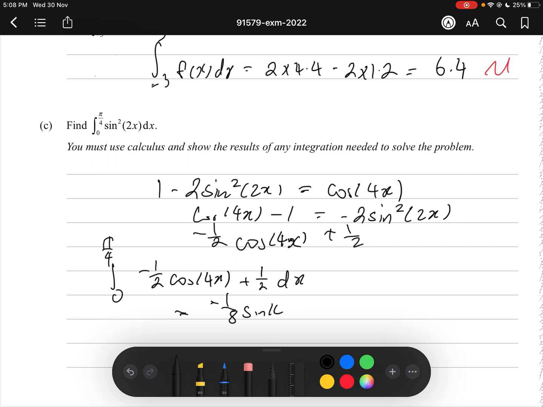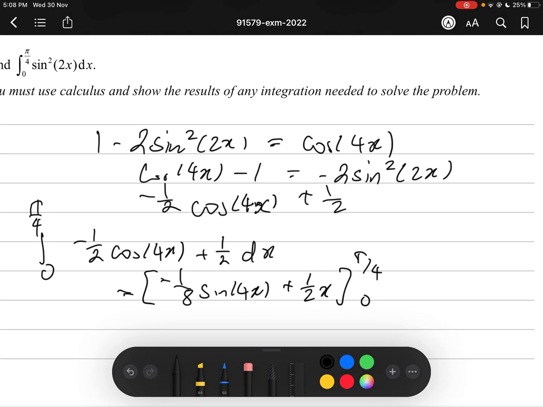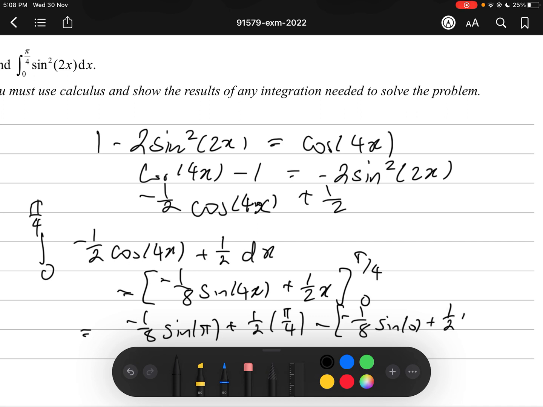Sine of 4x plus 1/2 of x from pi over 4 to 0. So we're just going to chug in the values pi over 4 and 0 and see what we get. So this will give us negative 1/8 sine of pi plus 1/2 of pi over 4, minus negative 1/8 of sine of 0 plus 1/2 of 0.